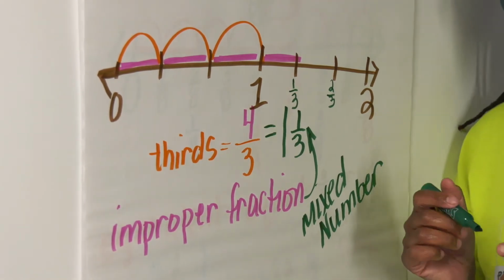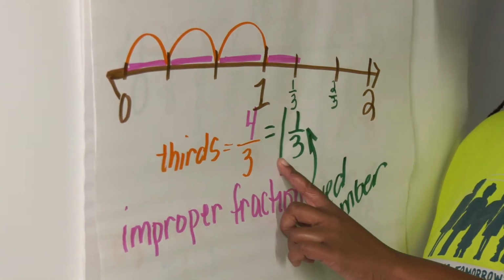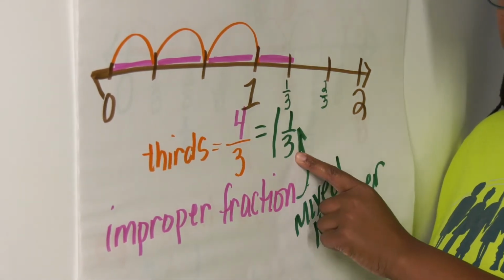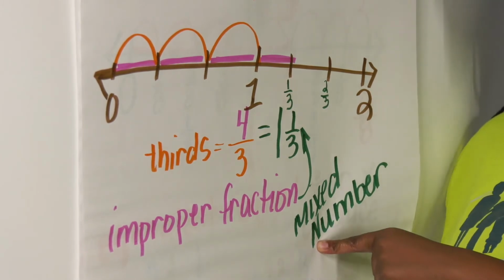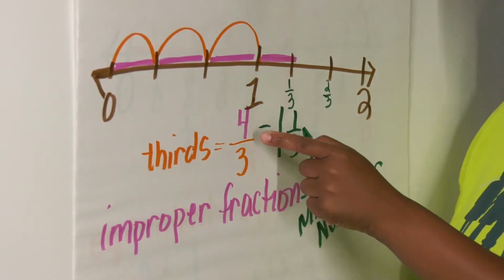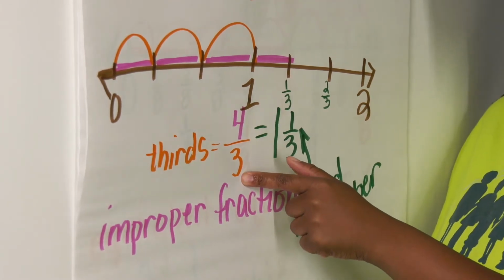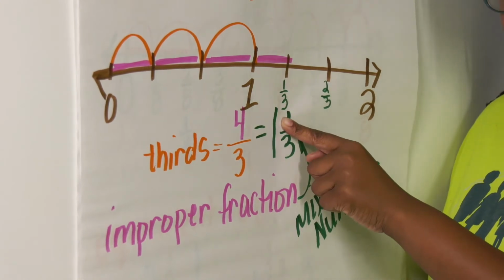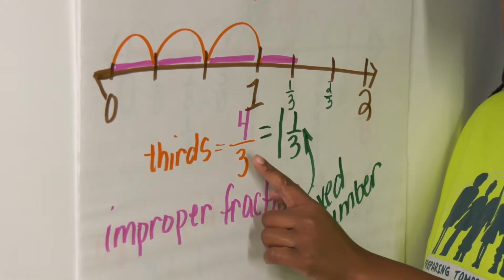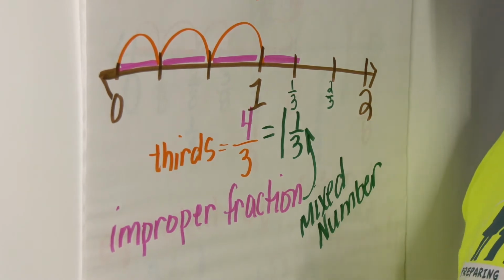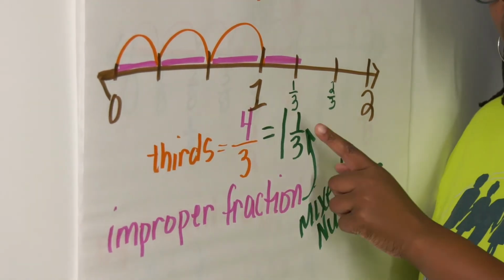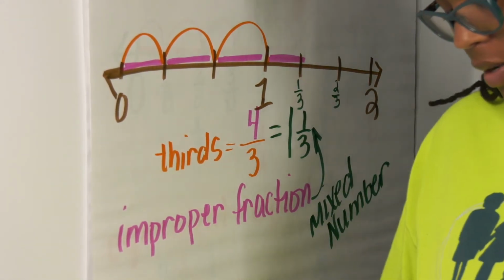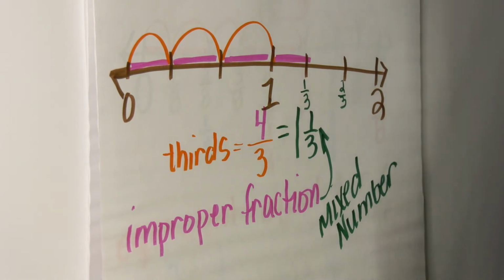A mixed number has a whole number and a fraction. That's why they call it a mixed number. So an improper fraction is when our numerator is bigger than our denominator. Our mixed number is when we have a whole number mixed with a fraction. Okay, and both of these are equivalent. 4/3 is equivalent to 1 and 1/3. It's another way of writing it. All right, and our last number line example.